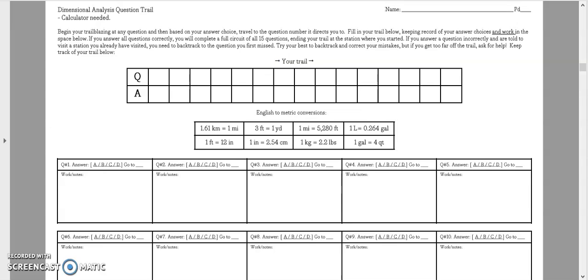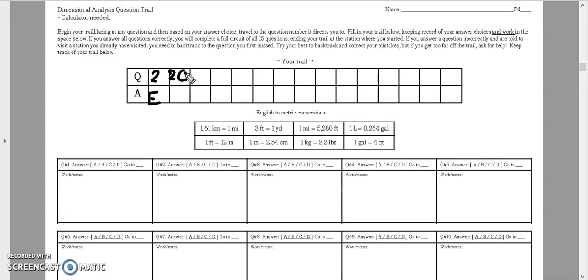Whatever number you start at, you're going to put here. So let's say I started at number 2, I would put that there. Then let's say my answer was E, I would put that there. Now, please understand, E is not an answer option, so you should never have E. Let's say E told me to go to question number 20, I would go to 20 next, and then you continue on.